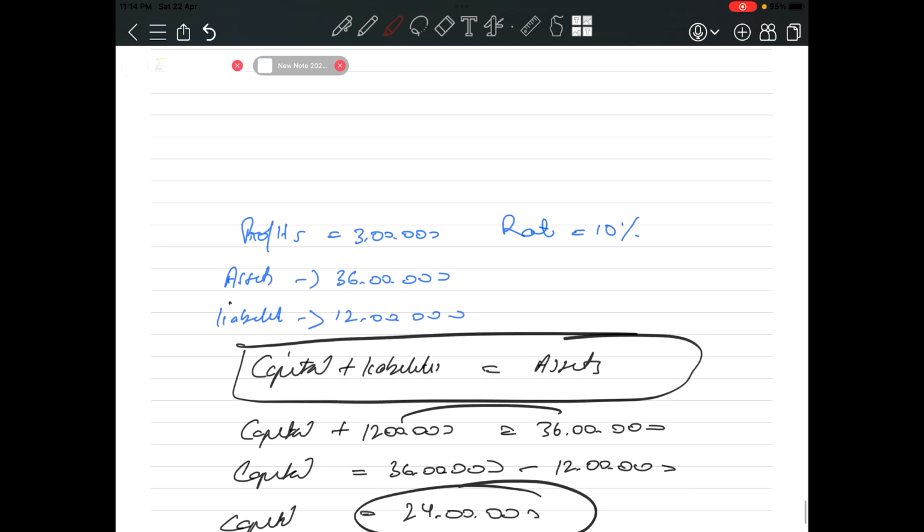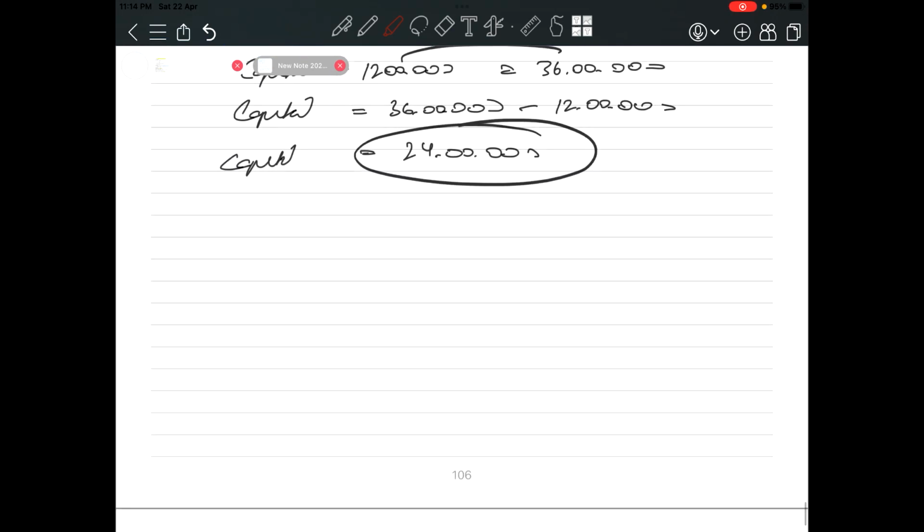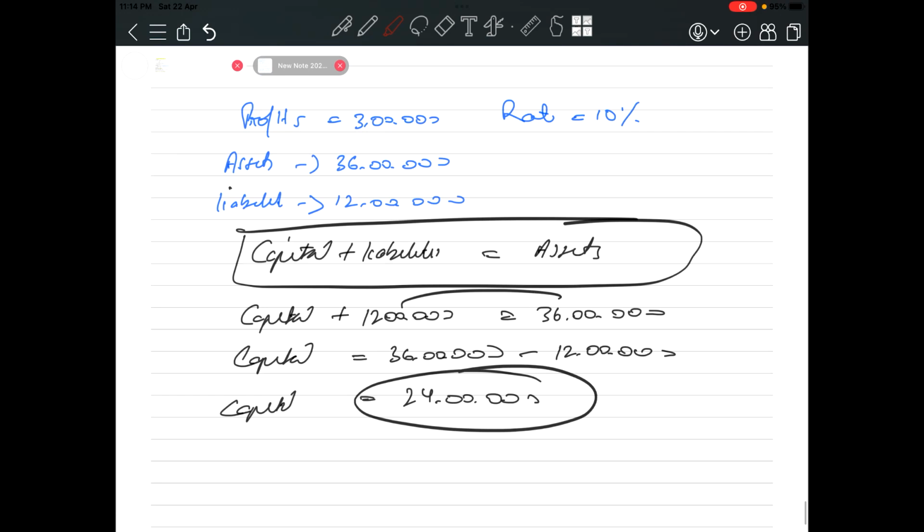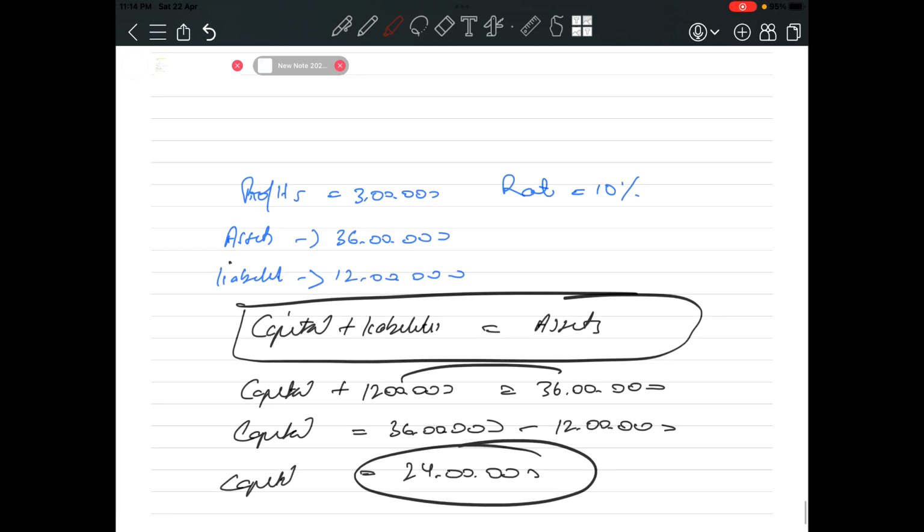Capital normally required. How will we find out? We have been given the profit and the rate, so we will apply one simple formula of return on capital employed. This formula you will have to remember by heart. What do we mean by return on capital employed?